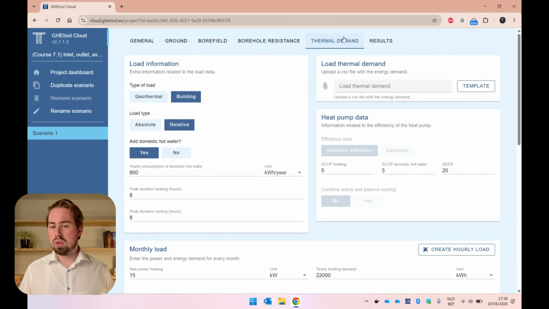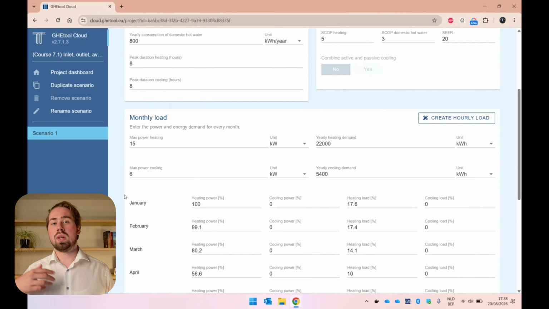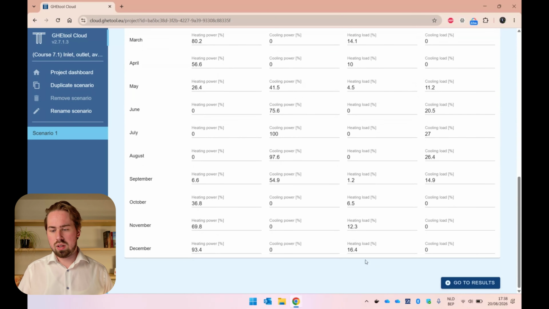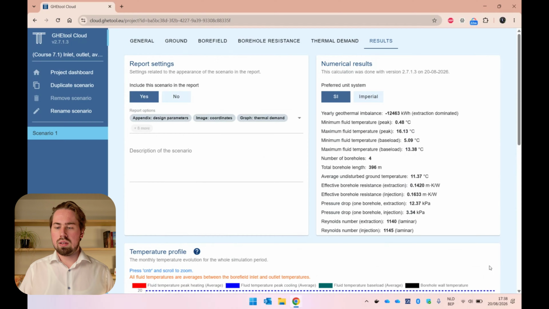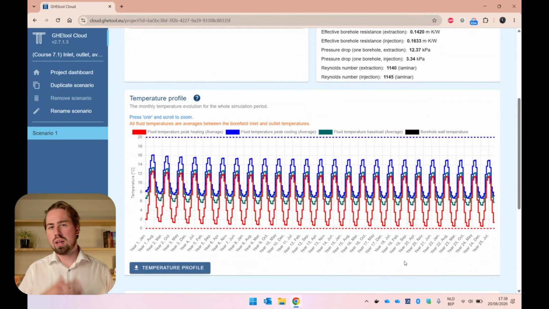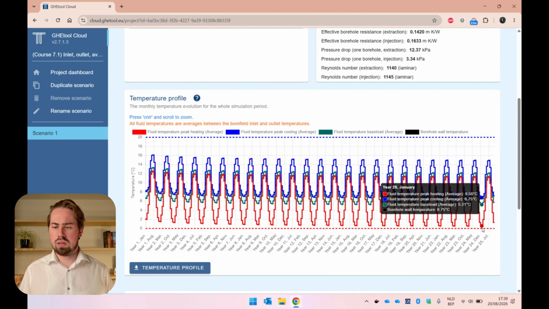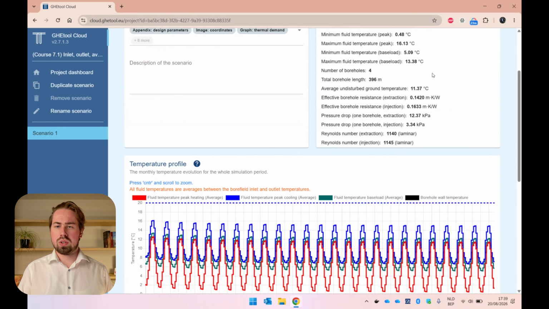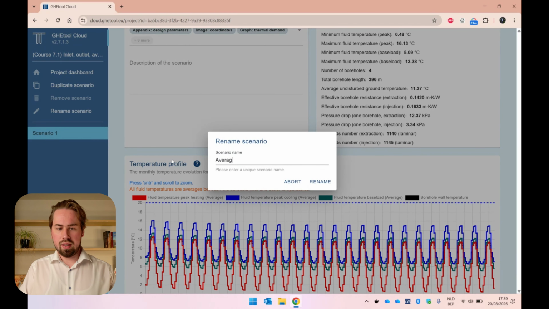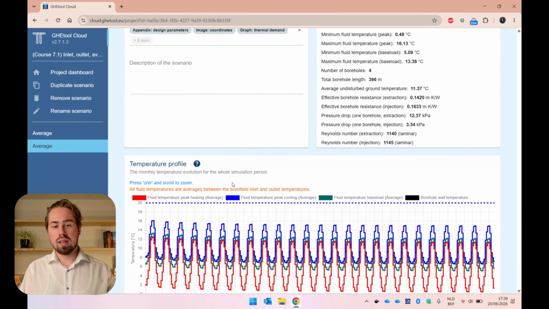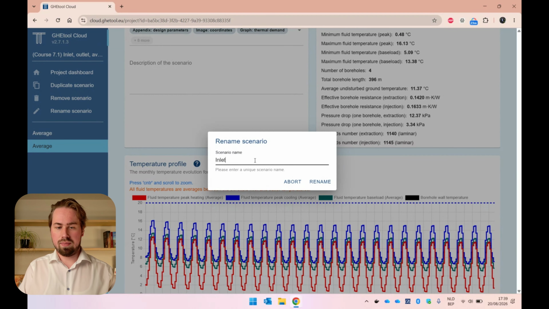When we go to the thermal demand tab, you can see that we will be working with a monthly load profile with our standard distribution. And if we now go to the results, you can see our temperature profile, and we're familiar with that. These are the average fluid temperatures. And as you can see, the minimum temperature here is around 0.5 degrees Celsius. So this is with the average fluid temperature between the inlet and the outlet. Now let's rename this scenario to average, shall we? And then we can duplicate it and do the same with the inlet temperature.